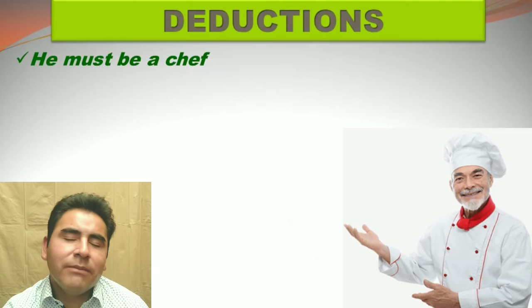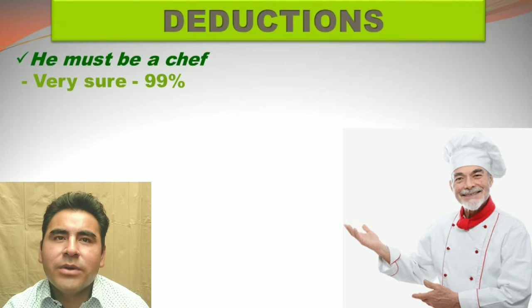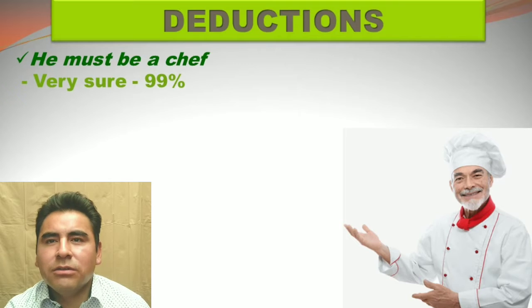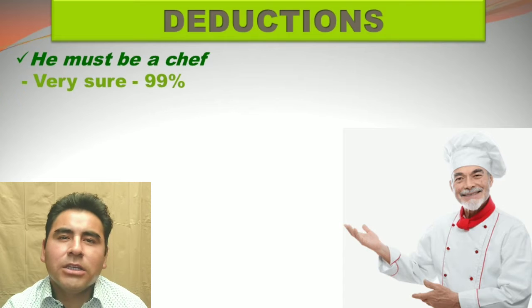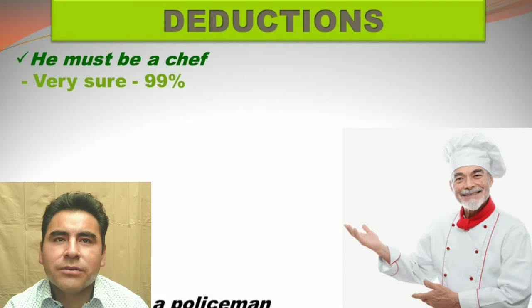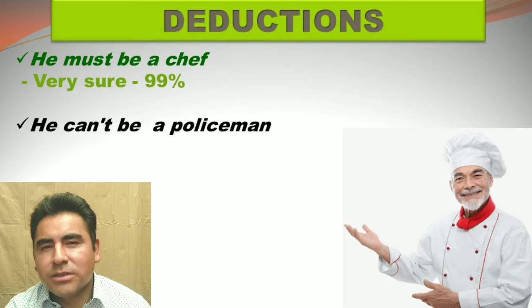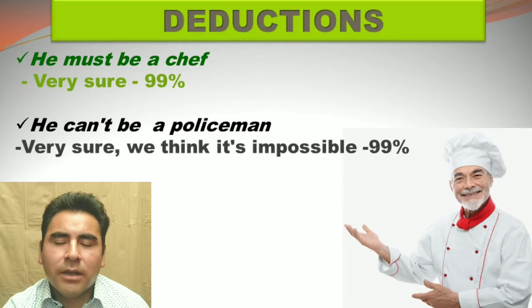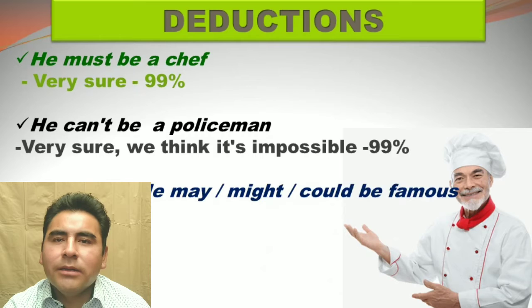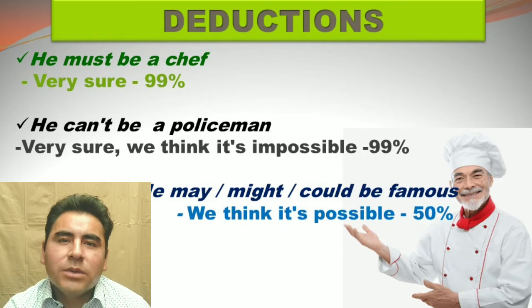Look at this picture. He must be a chef. 99%, because look at his uniform. He's wearing a specific uniform like a chef, and that's why I say he must be a chef. 99%, very sure. He can't be a policeman because imagine a police officer with his uniform, not really, right? That means 99%, very sure. We think it's possible. Another one, might, could be famous. It is a possibility, 50%, by the way.